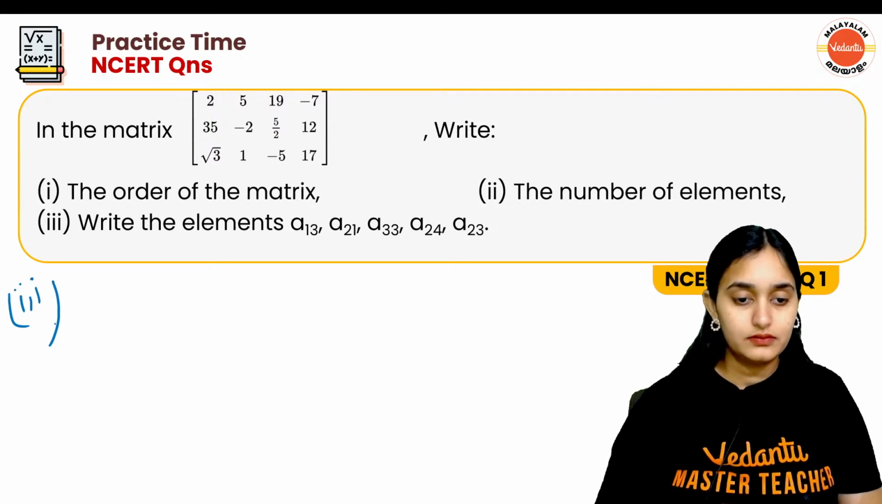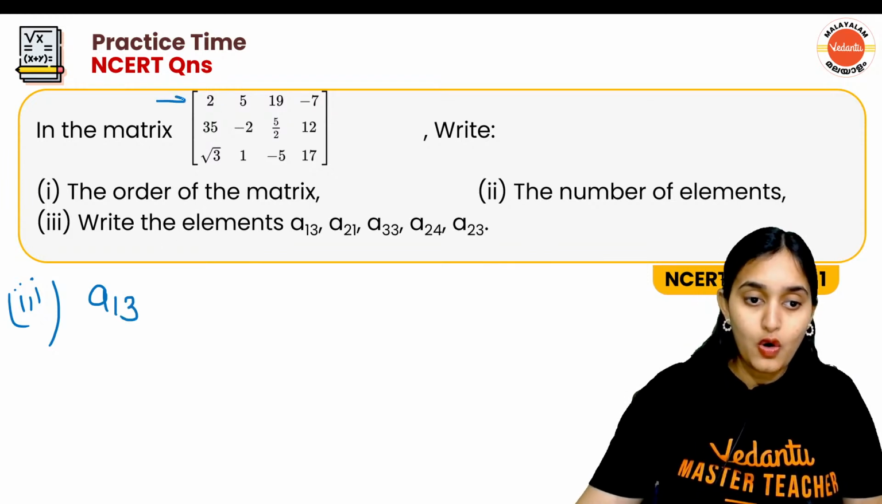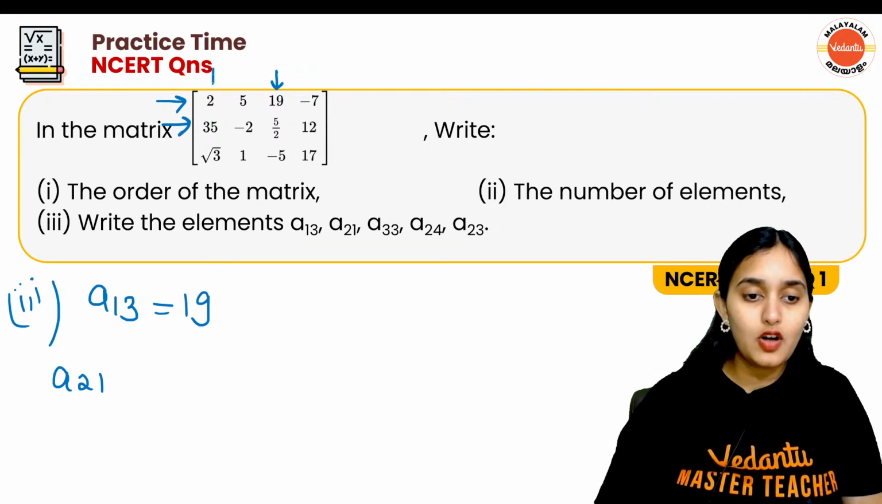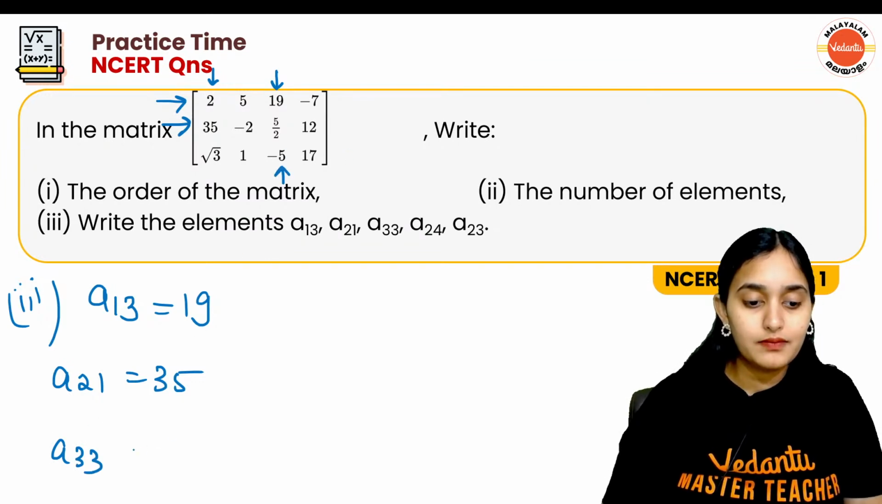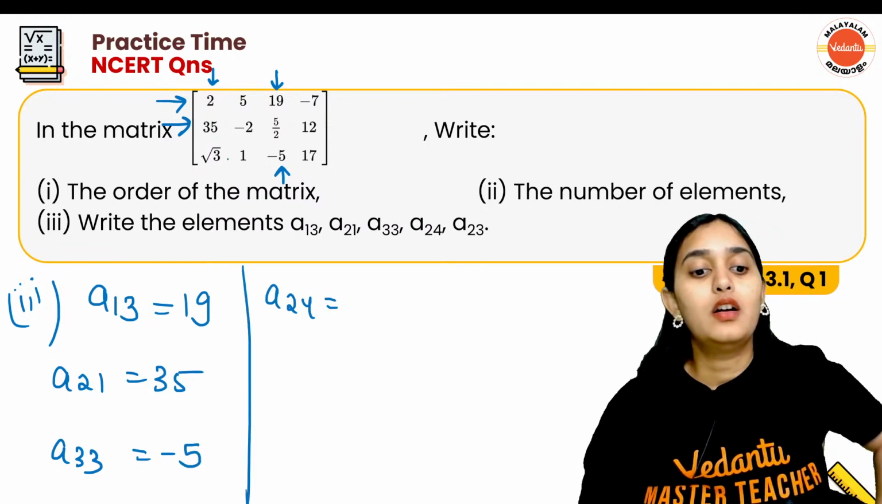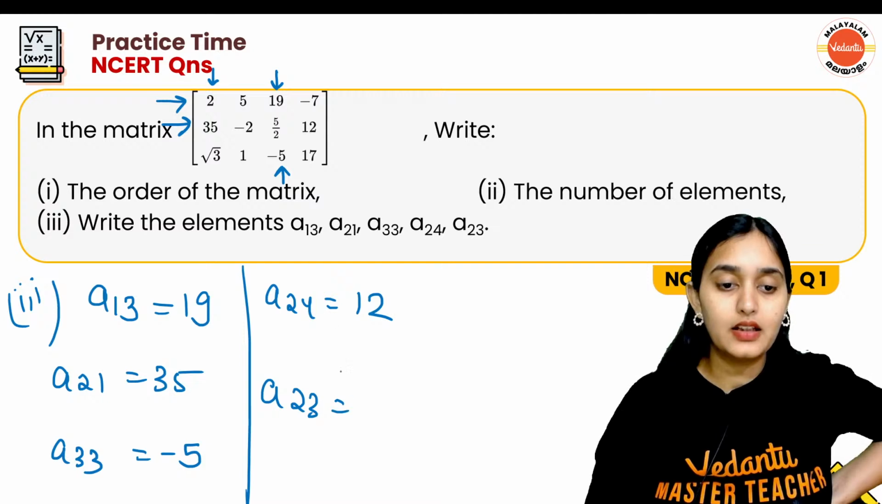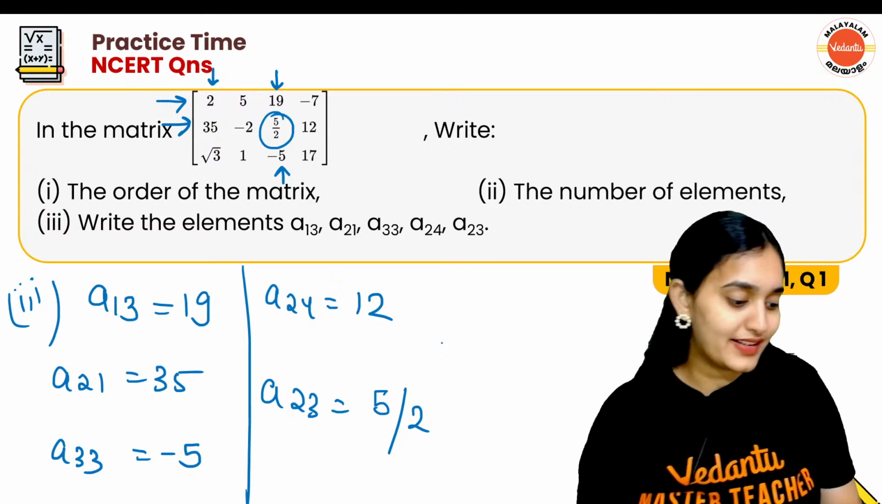Lastly, write down the elements. A13. Row 1, column 3. 19. A21. Row 2, column 1. 35. A33. Row 3, column 3. Minus 5. Next. A24. Row 2, column 4. 12. A23. Row 2, column 3. 5 by 2. That's your answer.